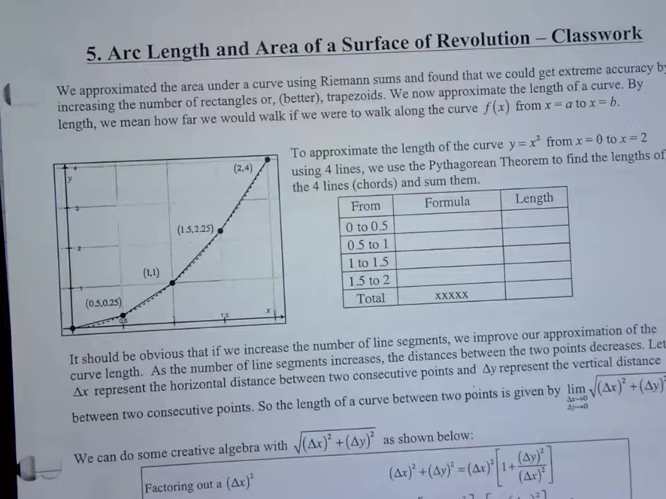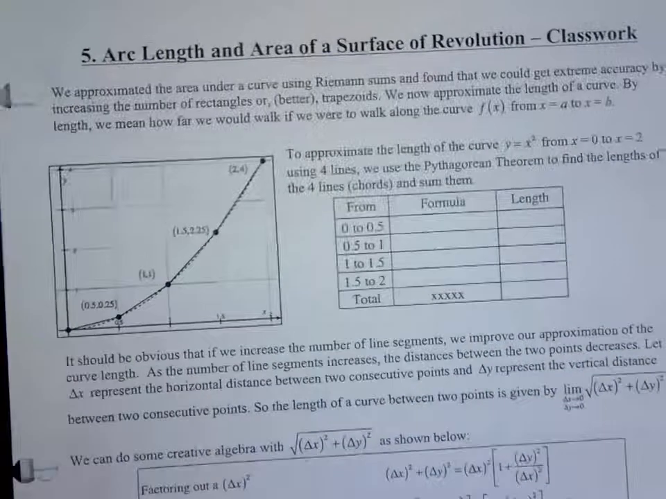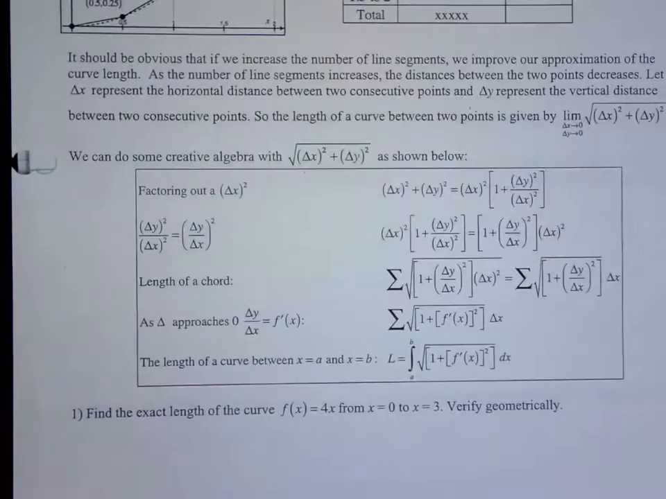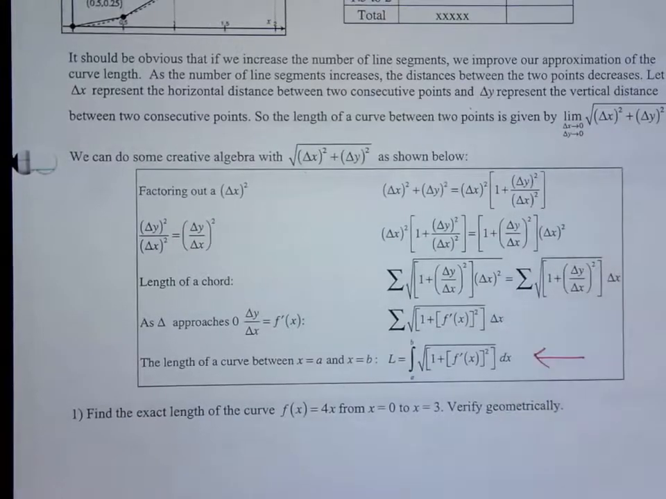Okay? He goes through a different explanation of how to get the formula, but if you look at the bottom of the page, this last line in the box, that's the exact same formula we just came up with. Y'all see that? L equals the integral from a to b of the square root of 1 plus f prime of x squared dx. Okay? That is the formula that we're going to be working with.